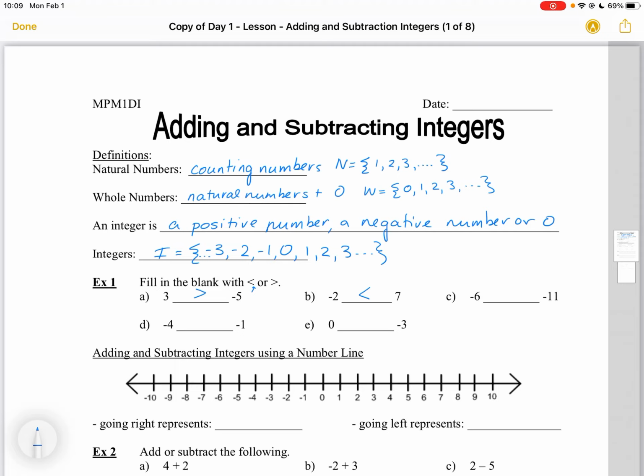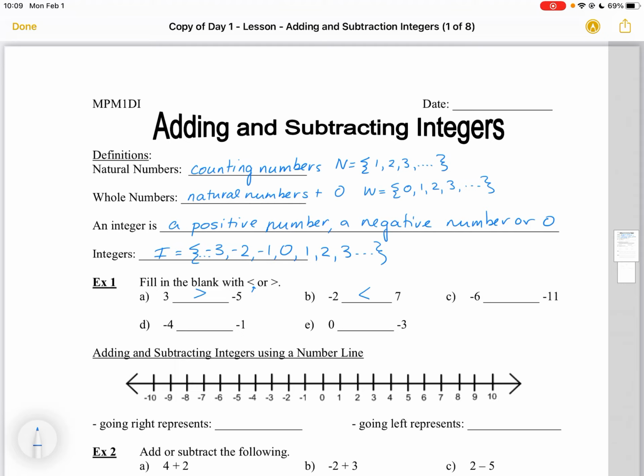This video goes over adding and subtracting integers. Before we get into the actual math, we need to go over a couple of definitions. So the first one is a natural number. These are sometimes called the counting numbers because they were used for counting. They're usually represented with an n, and they represent positive integers. So 1, 2, 3, and so on, all the way up.